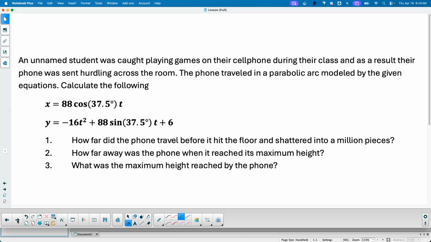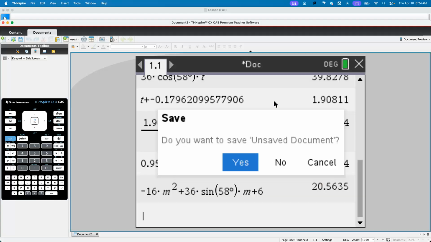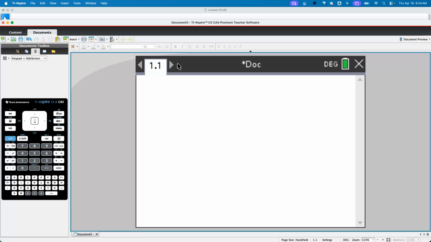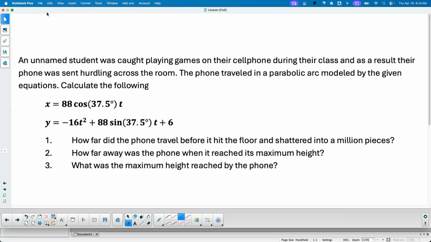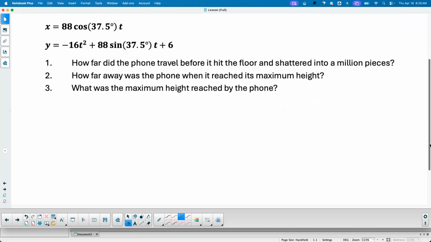Okay. So me personally, it's a brand new problem. So what I'm going to do on my calculator is I'm going to start a brand new doc. That way all of my variables are all cleared out. Everything is okay. Question number 1 says, how far did the phone travel before it shattered into a million pieces? Okay, so what is the height when it shatters into a million pieces? 0. So that means I set which one equal to 0? I set my y equation equal to 0.